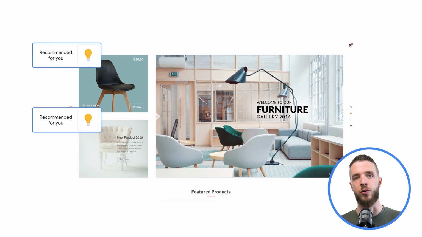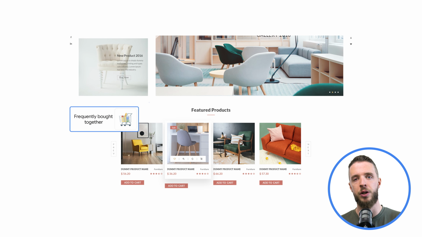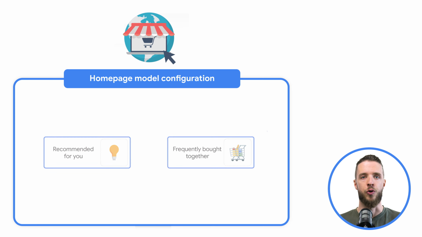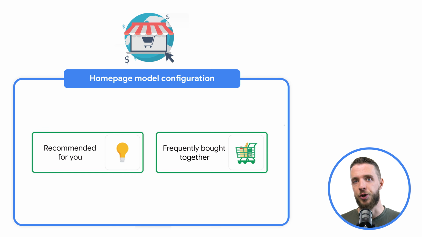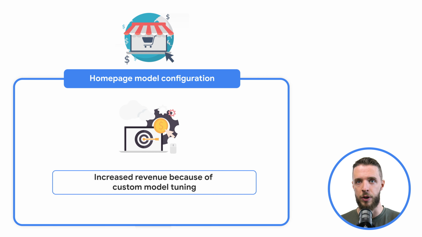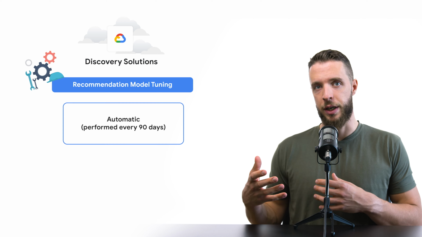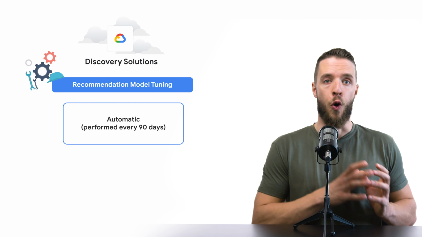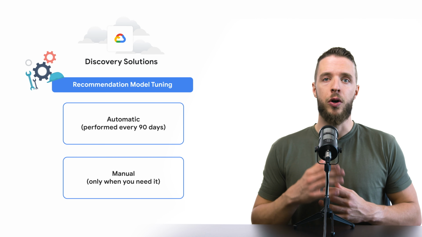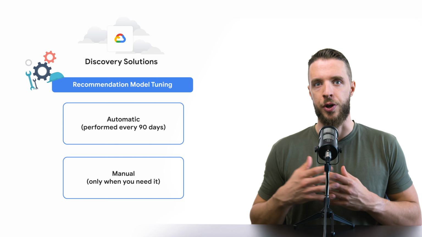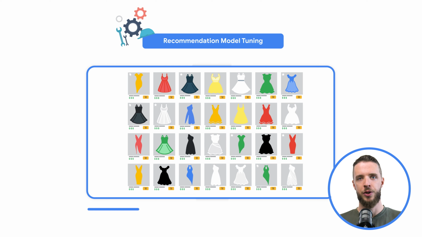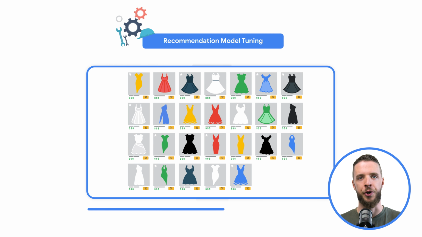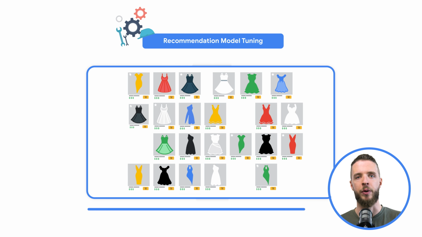Of course, Discovery Solutions enable you to specify additional model configuration options to adjust the behavior of your model. For example, you may select a tuning preference that is most suitable to your website and business goals. Model tuning can be automatic, performed every 90 days, or you may manually tune your model only when there is a significant change in your catalog or events. Tuning keeps the model training optimal to automatically adapt to changes in your input data and customer shopping behavior throughout the year.